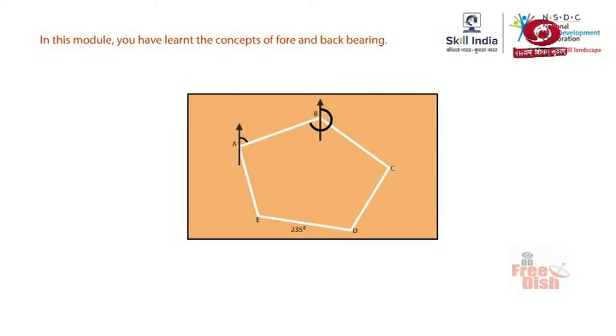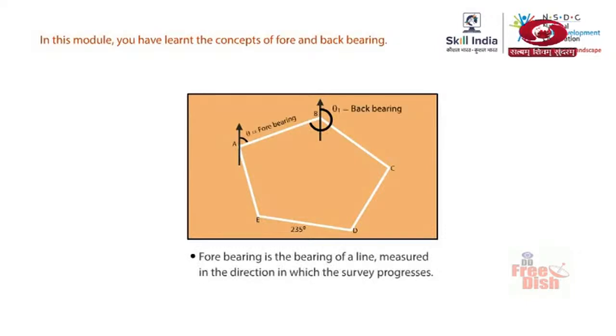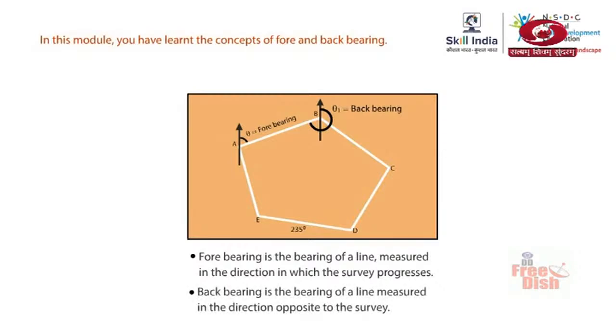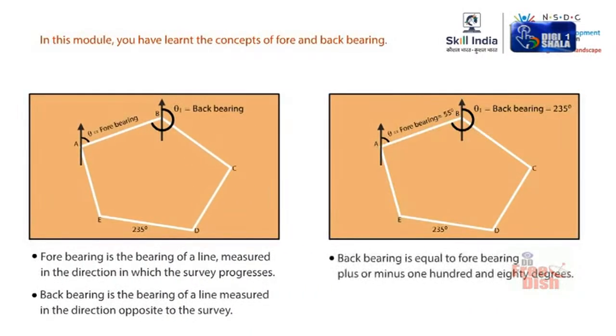So, in this module, you have learnt the concepts of fore and back bearing. Forebearing means the bearing of a line as measured in the direction in which the survey progresses. Back bearing means the bearing of a line measured in the direction opposite to the survey. The relation between forebearing and back bearing is that back bearing is equal to forebearing plus or minus 180 degrees.